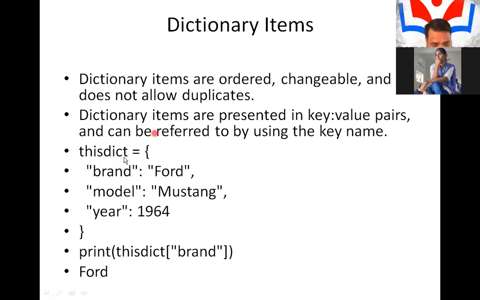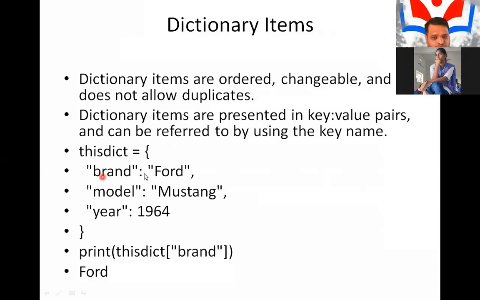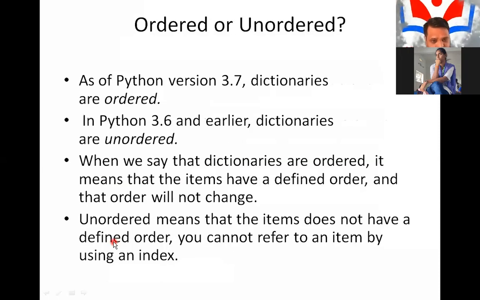Here I will take an example, this dict. This dict is nothing but the name of the dictionary, then equal to, and then I use the flower brackets. Brand, model, and year are termed as keys, and Ford, Mustang, and 1964 are termed as values. So we specify dictionaries as key colon value.